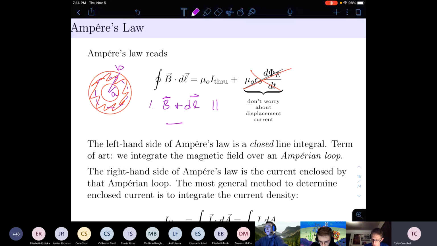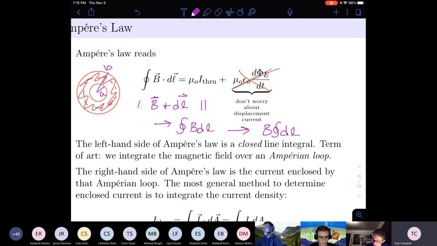And from here, most people remember this one: if we have a symmetrical shape, so things like cylinders, things like spheres, and the B field is constant throughout my entire shape, or along the path of my Amperian loop in this case, I can pull it out of the integral and then end up with B times the line integral of dL, and I will just end up with B times L there.